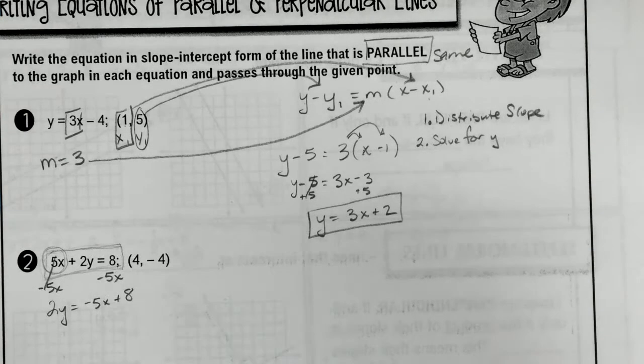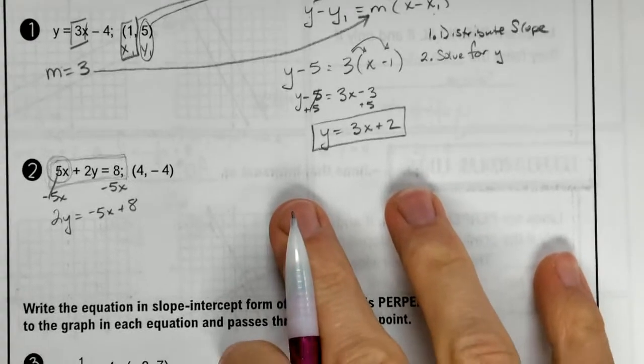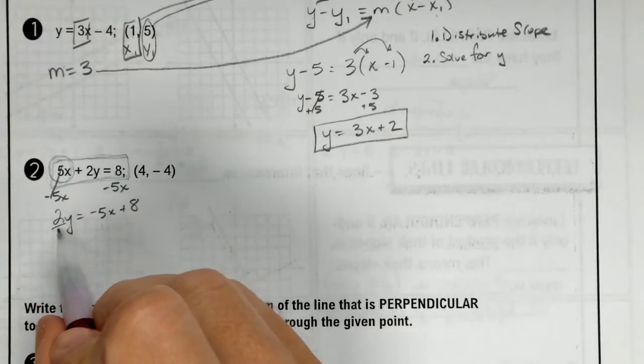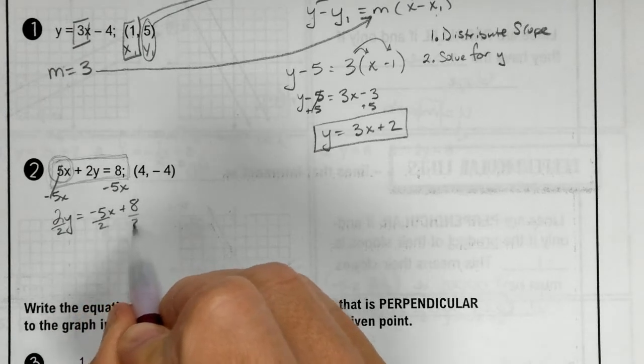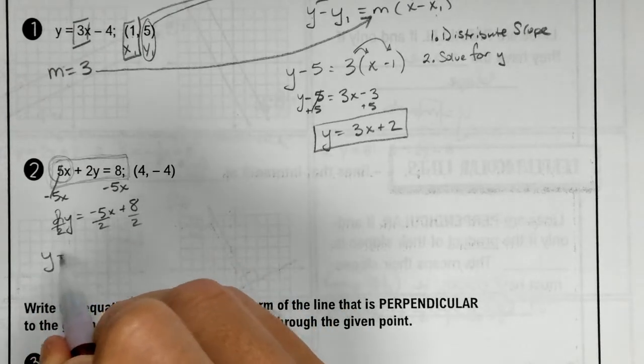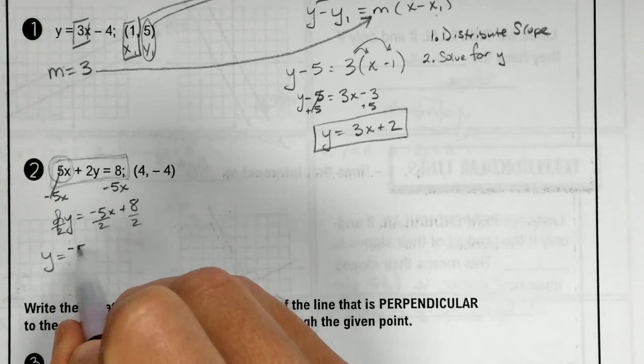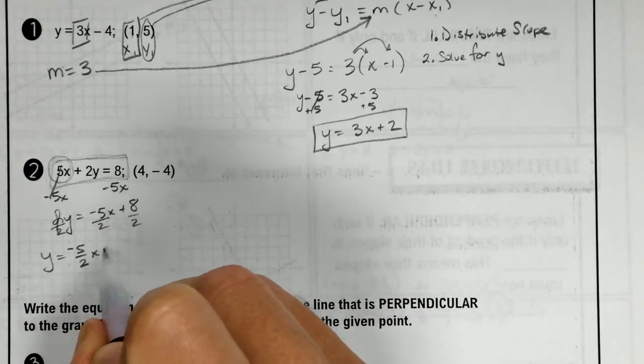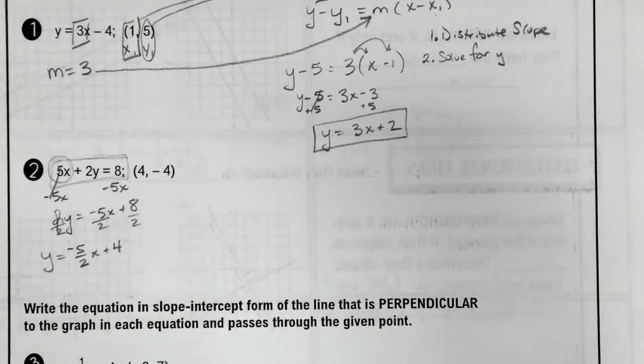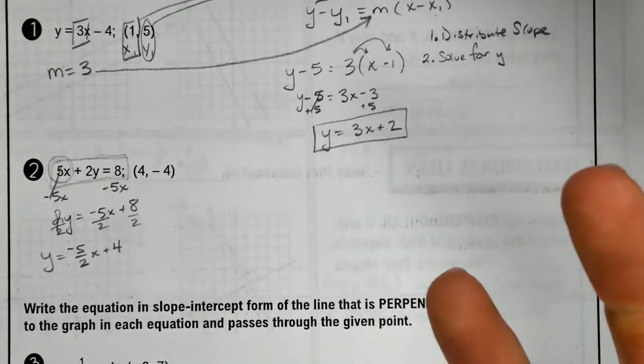Divide 2 by both sides. So divide everything by 2. Fantastic. All right, so y equals negative 5 over 2. Let's just leave it as negative 5 over 2 x plus 4. Okay, so now why do we do that, Ryan?